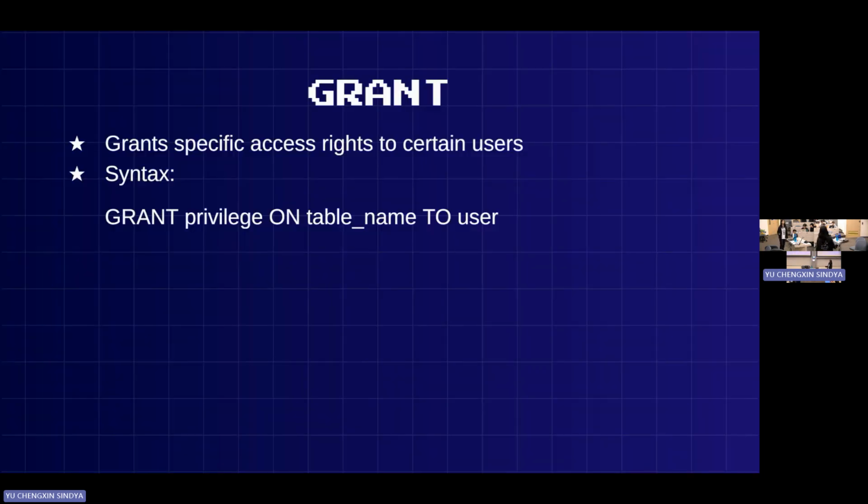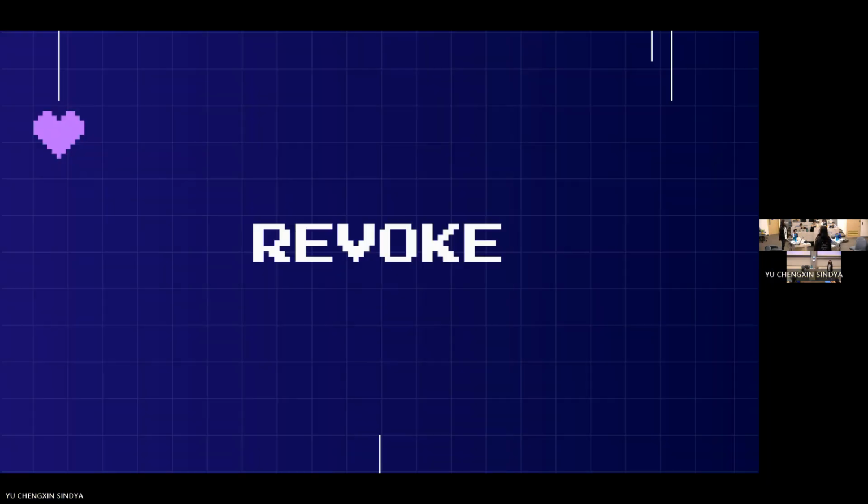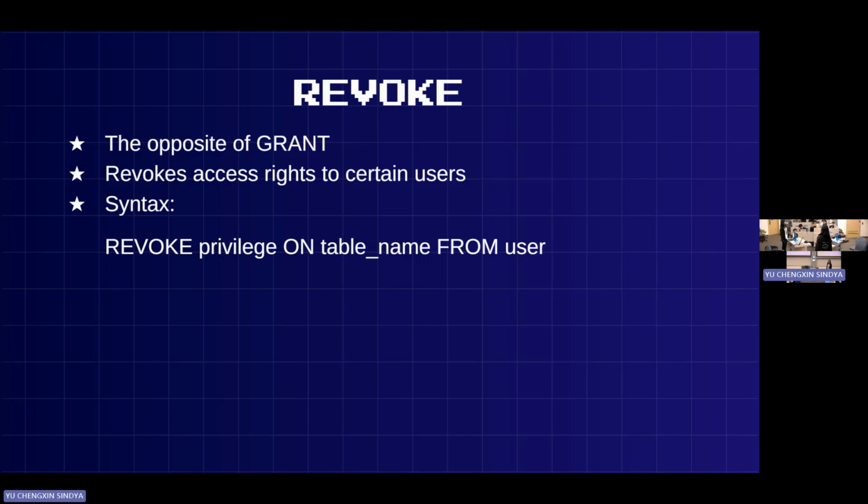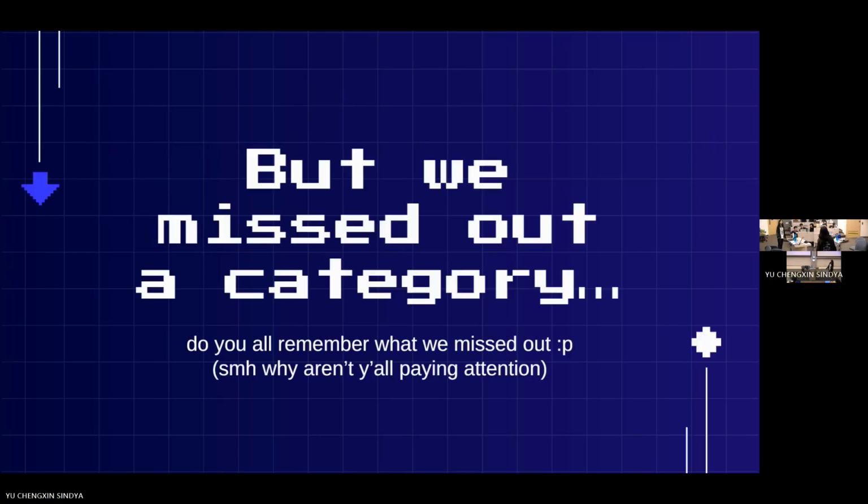So first, grant. This will grant specific access rights to certain users, and the syntax is grant privilege on table name to user. But right now, I don't think we'll ever use this. This is just good to know. And revoke does the opposite of grant. It revokes access rights from certain users, and this is the syntax for it.